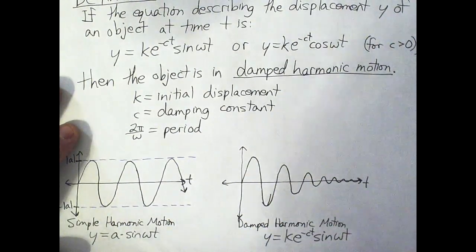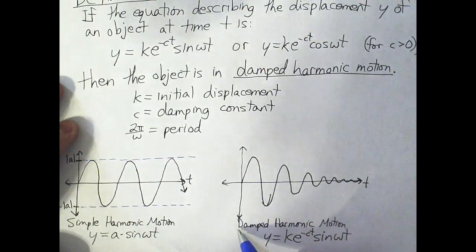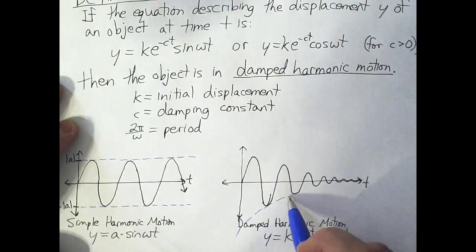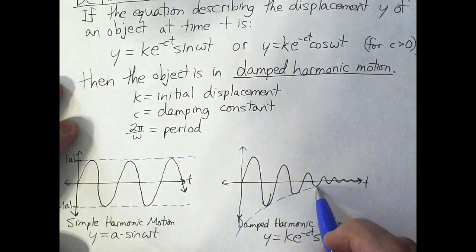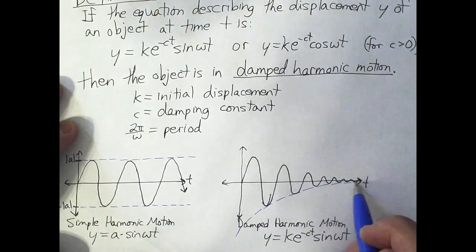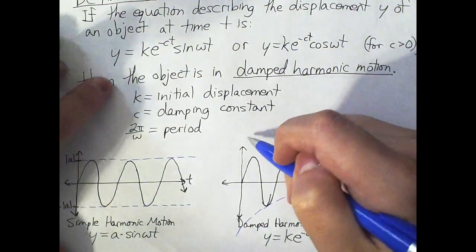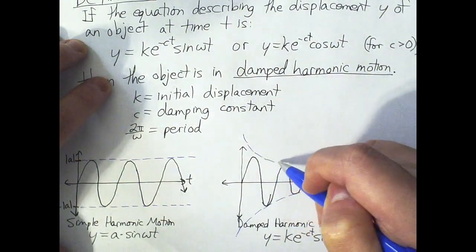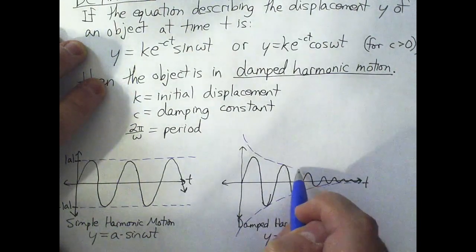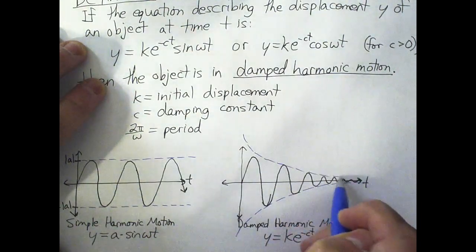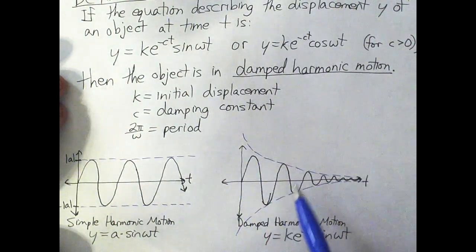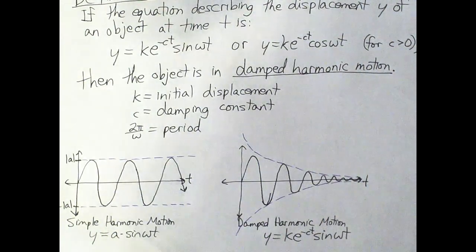In this case, for damped harmonic motion, the dashed line would have to be a curve. Again, this is technically not an asymptote, although it might feel like one. All right, so the idea is that the wave is contained between those two curved lines.